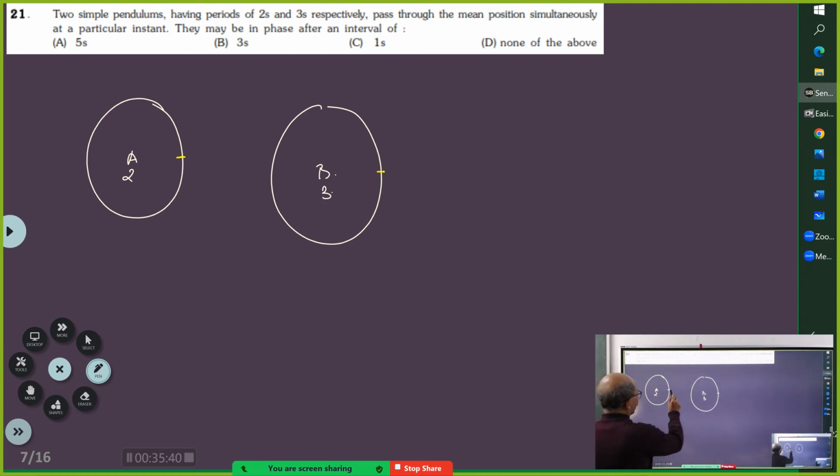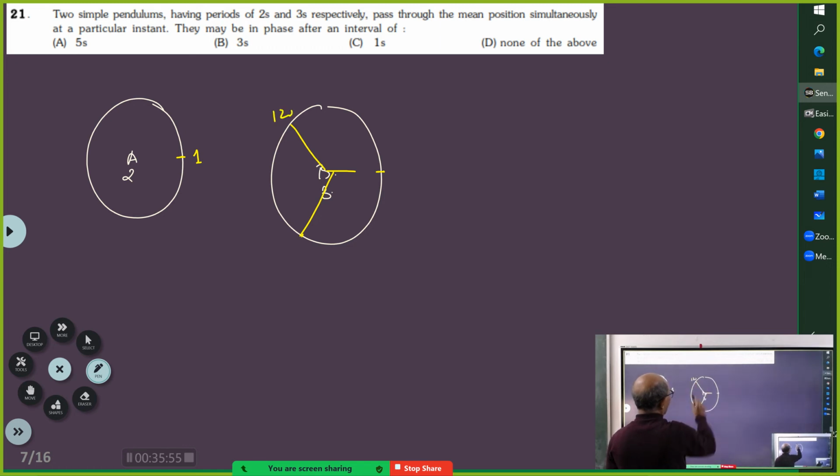So when A has completed one revolution, that means it has gone to 2 seconds. So this takes 3 seconds. That means this one will travel 120 degrees, 120 degrees. Correct? 120, that is 240, and this. So after this has completed one revolution, this should be here. The second one would be here. Got it? Because this should have taken 2 seconds.